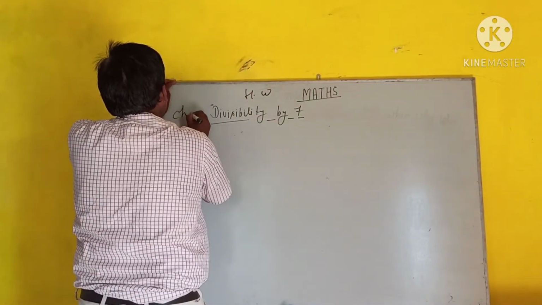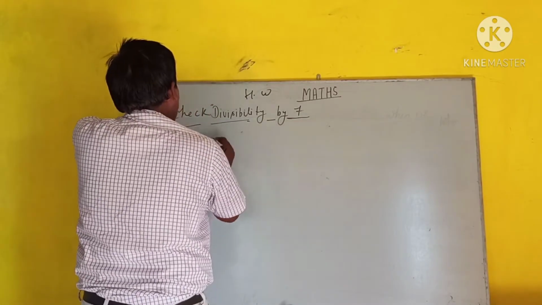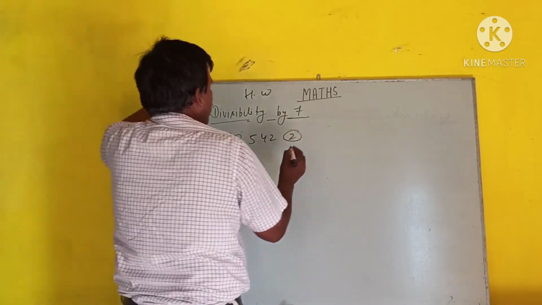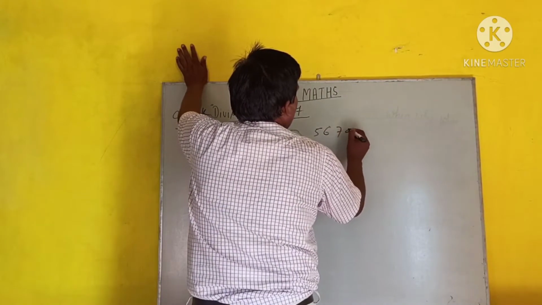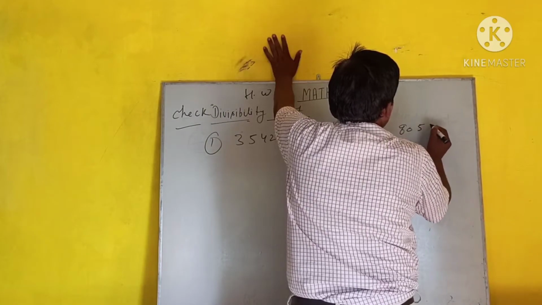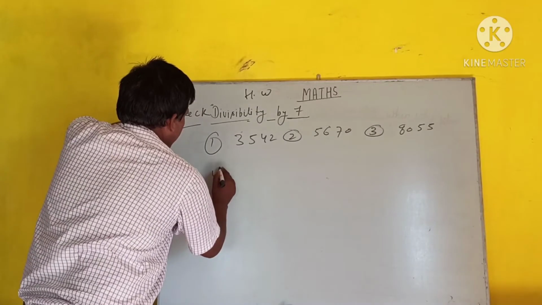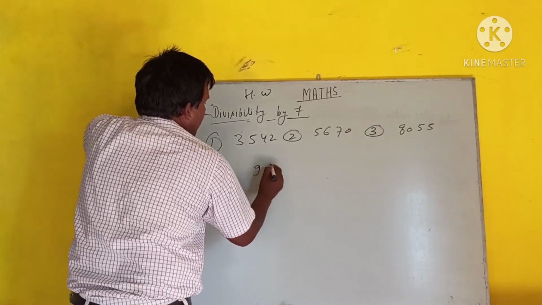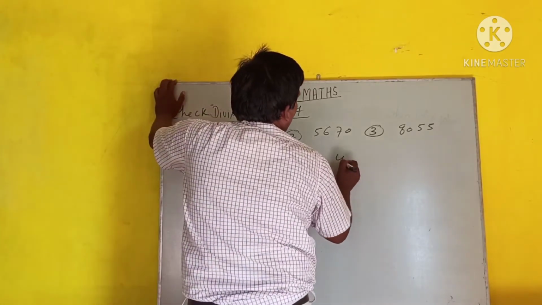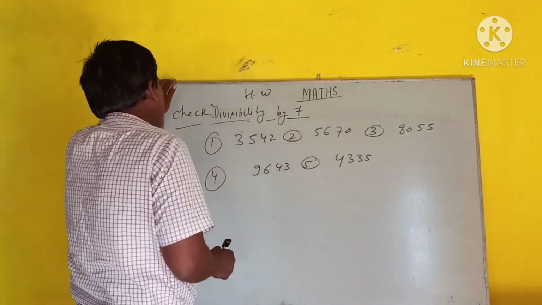Check divisibility by 7. Question 1: 35, 42. Question 2: 56, 70. Question 3: 80, 55. Question 4: 96, 43. Question 5: 4335. Check divisibility by 7.